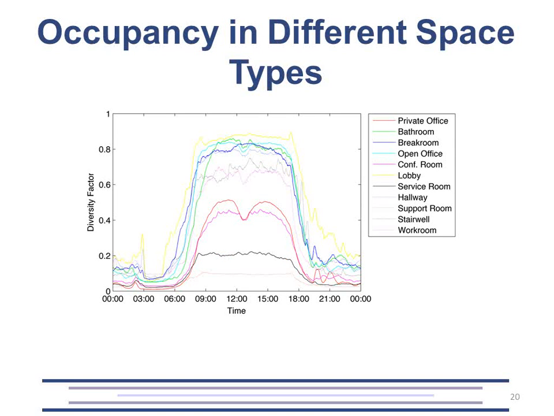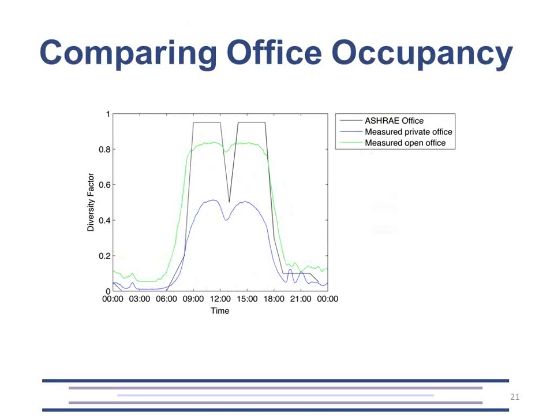And just a summary of all the different space types, we can see some of the commonalities. For example, all the shared spaces, for example bathrooms, break rooms, open offices, have high occupancies. And then private offices are more in the middle, with support rooms or electrical rooms having just the maintenance crew go in.